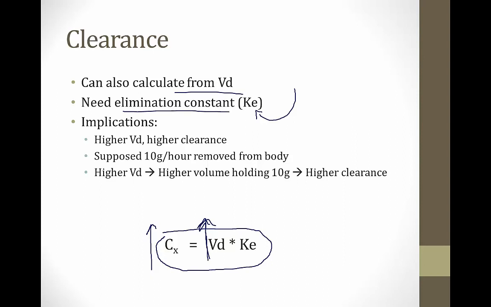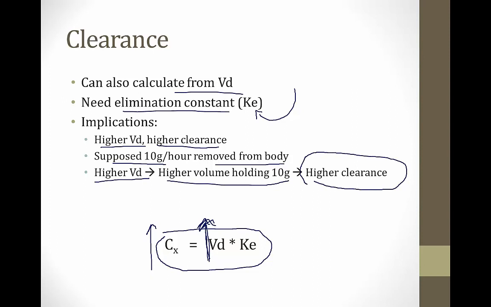Remember, the clearance is not the amount of the drug being removed by the kidneys, it's the volume that held that amount of drug. It's the volume of plasma that has been cleared of the drug. So the higher the volume of distribution, the more plasma that gets cleared when the kidneys remove a certain number of grams. So I've summarized that for you up here. The higher the volume of distribution, the higher the clearance. And suppose 10 grams an hour is removed from the body. If you have a higher volume of distribution for the drug, there's a higher volume holding that 10 grams, and therefore you have a higher clearance per unit time.